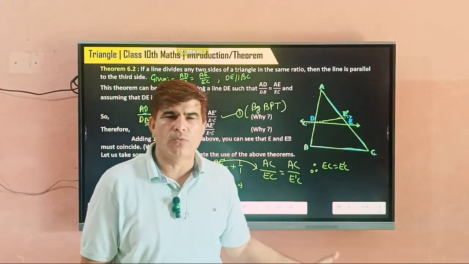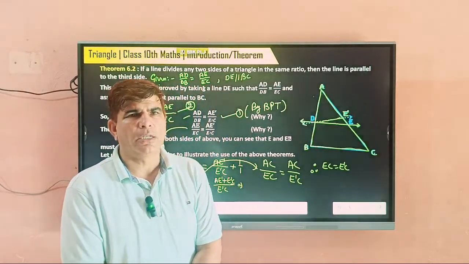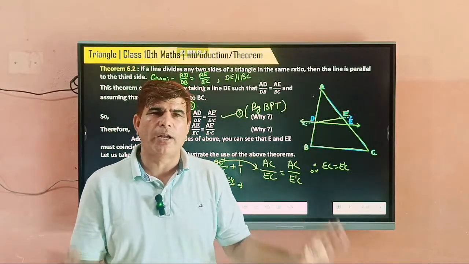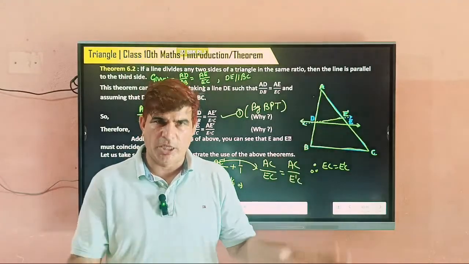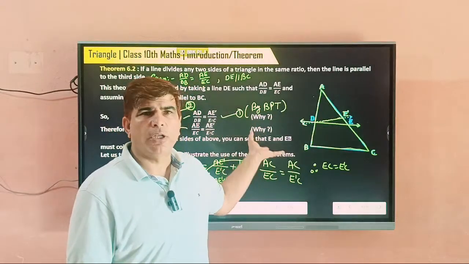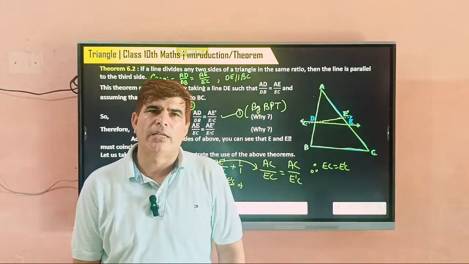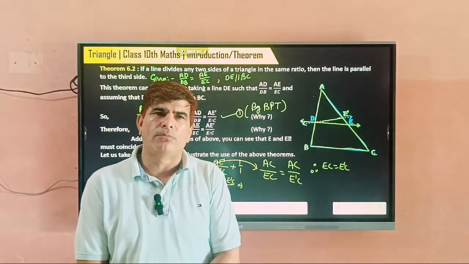So after these theorems, what can we say? We can say two triangles are similar if their corresponding angles are equal. This is sufficient. If corresponding angles are equal, definitely their corresponding sides are in the same ratio, after the proof of these theorems. The proof of these theorems was given by Thales. That's why it is called Thales theorem, also the BPT theorem, basic proportionality theorem.